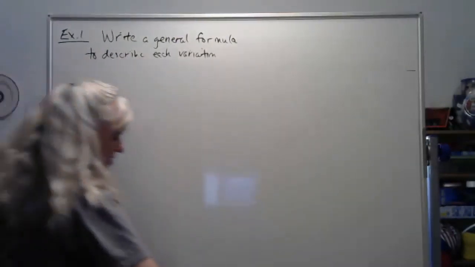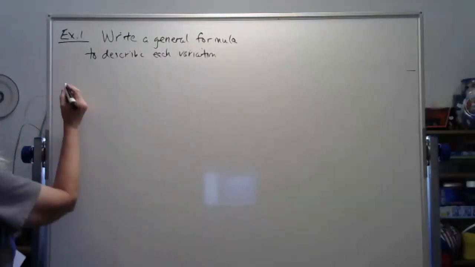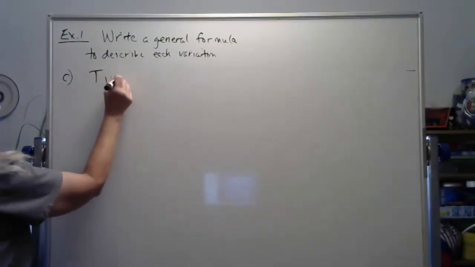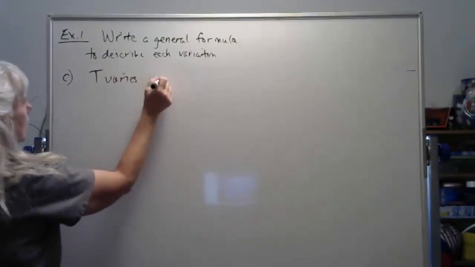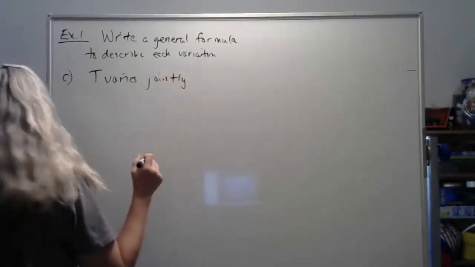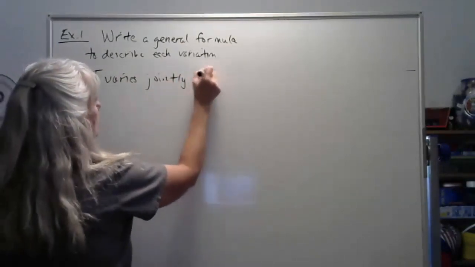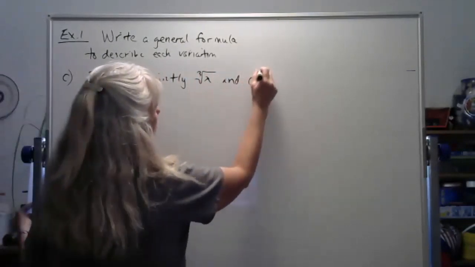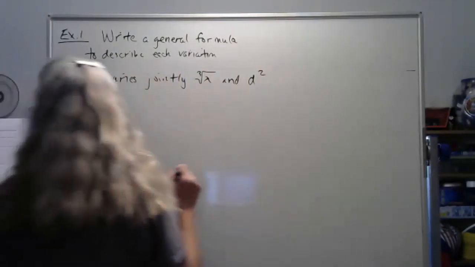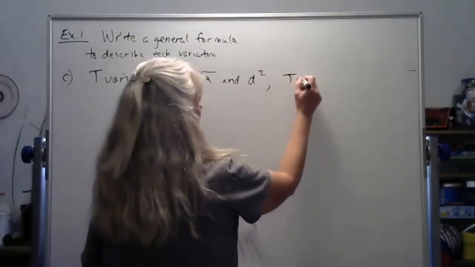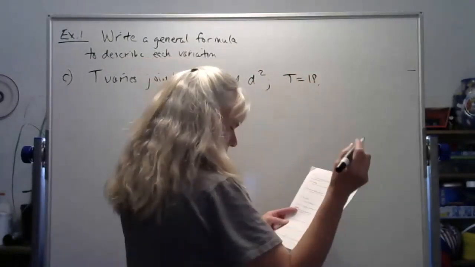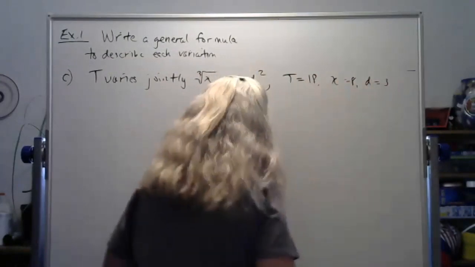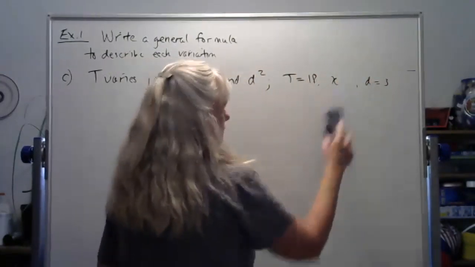Okay, still with the same set of directions. Part C on that problem says T varies jointly with the cube root of X and the square of D. So the square of D would be D squared. They then go on to tell me that T is equal to 18, X is 8, and D is 3. So 18, 8, and 3 are the given pieces of information.